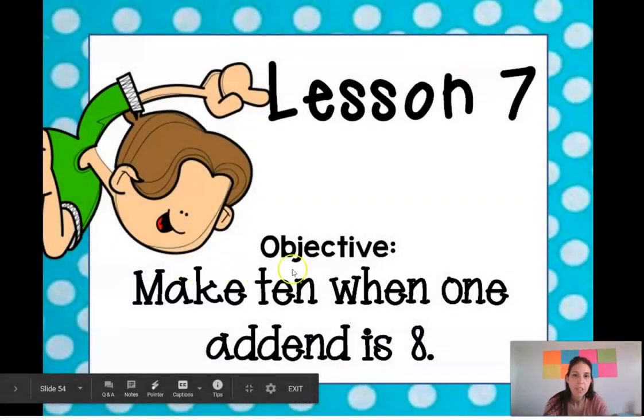Let's see what our objective is. Make 10 when one addend is 8. So make 10 when one addend is 8. So one of the numbers that you're adding is 8, and you want to make a 10 with that other number. Okay.